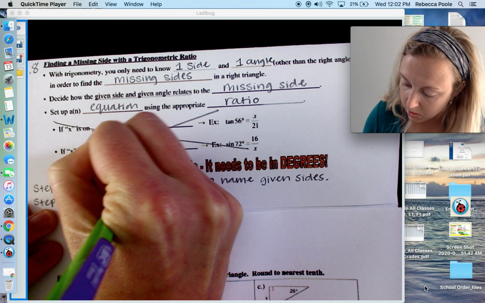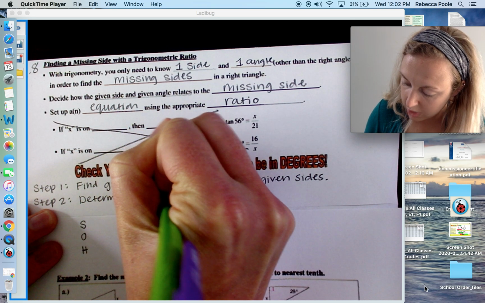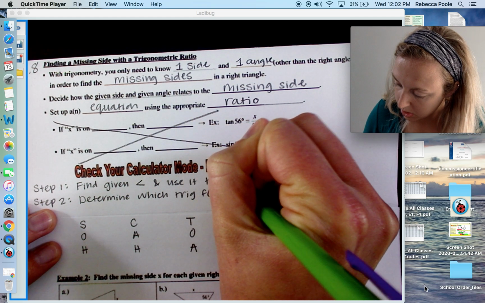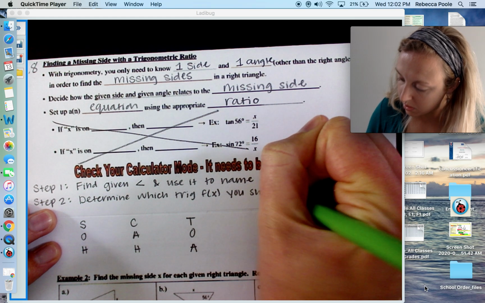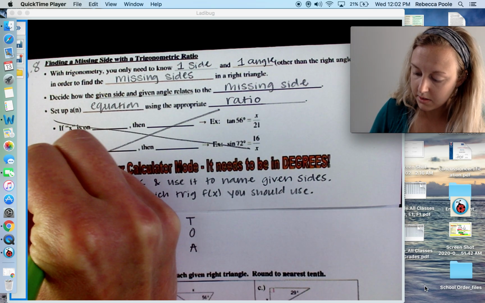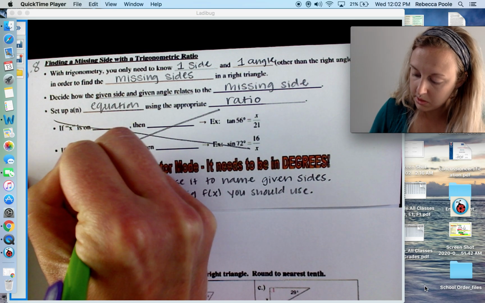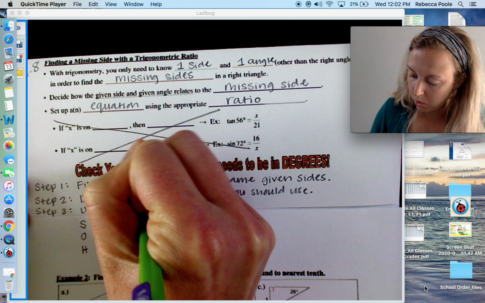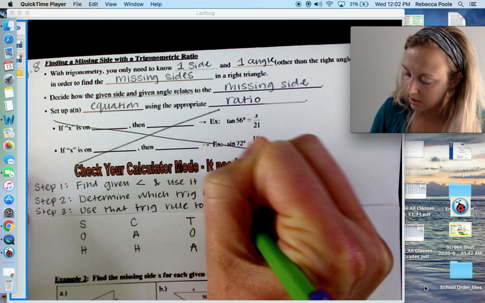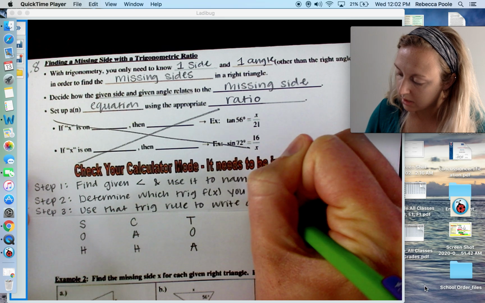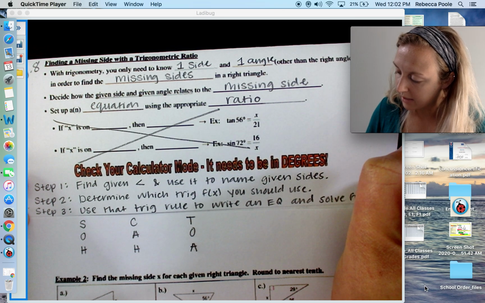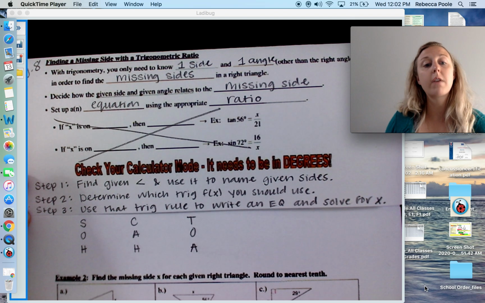So then that leads us right into step 2. Determine which trig function you should use. And then step 3, we're going to use that trig rule to write an equation and solve for x. Okay? So I want you to write those steps down.